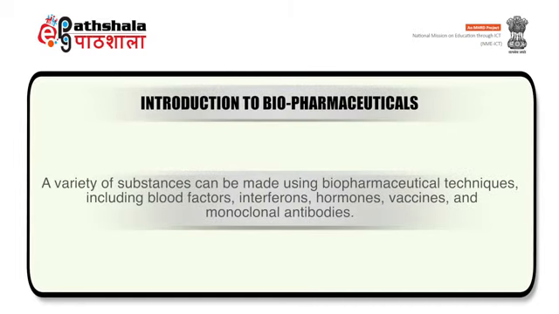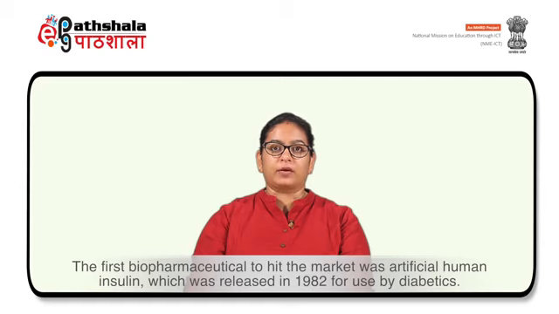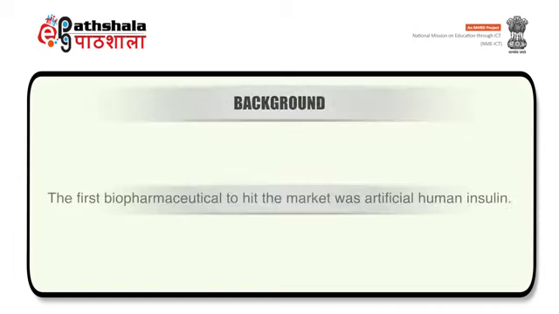A variety of substances can be made using biopharmaceutical technology, including blood factors, interferons, hormones, vaccines, and monoclonal antibodies. The first biopharmaceutical product to hit the market was artificial human insulin, also called Humulin, that was released in 1982. This product was first developed by Genentech company and it was marketed and manufactured by Eli Lilly. The biopharmaceuticals industry exploded after this product. As we have explained, the first product in this category was human insulin, also called Humulin.